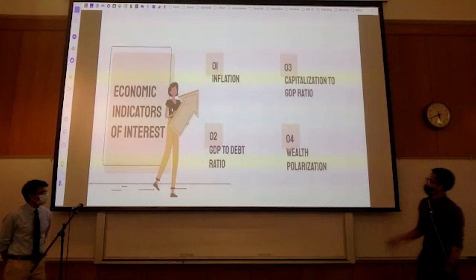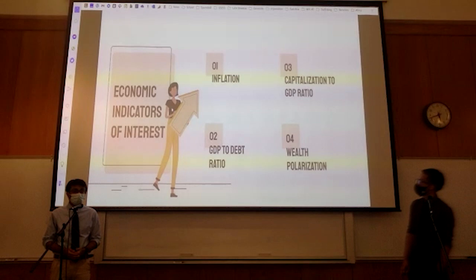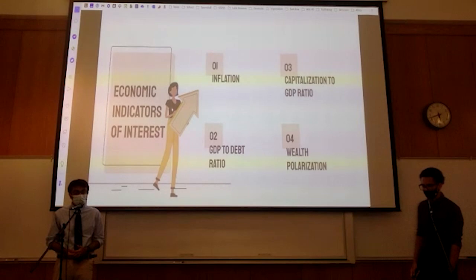All right, so next up we're going to be covering economic indicators of interest. We have 4 key economic indicators we'd like to focus on. The first of which is inflation. The second is the debt to GDP ratio of the nation. The third is capitalization to GDP ratio. And the final one is wealth polarization. Xavier will cover inflation and I'll get the other three.